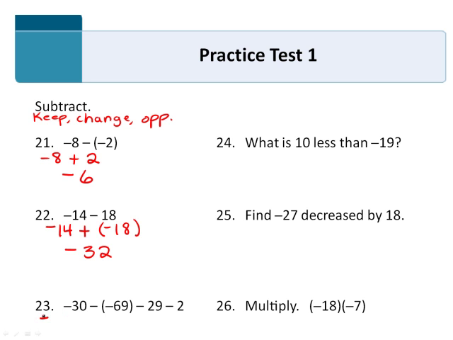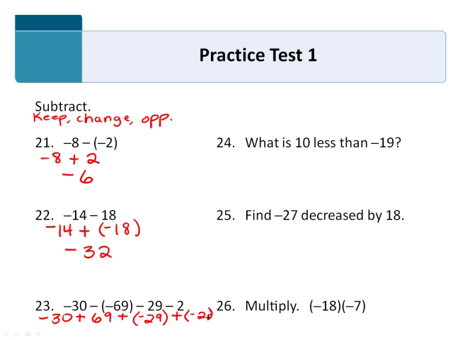Alright, 23, that's a doozy. Alright, so we have negative 30 stays the same, change it to addition, plus, and then the opposite is going to become positive 69. Now the 69 becomes the keep number, change it to addition, and the opposite of 29 would be negative 29. Okay, and then again the negative 29 is your keep number, change it to addition, and take the opposite of 2 would be negative 2.